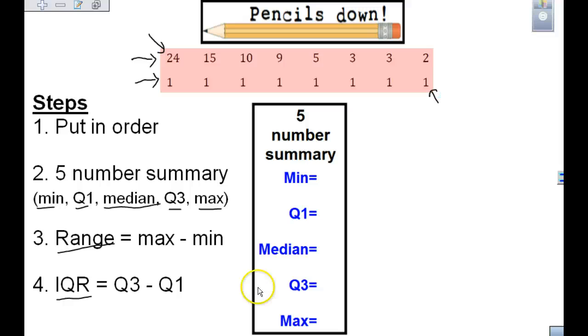Okay, let's do the obvious. The min and the max. What is this? That's the max. And what is this? Yeah, that's the min. Voila. What else can we do with the min and the max?